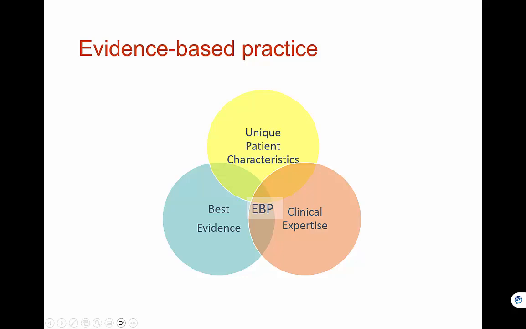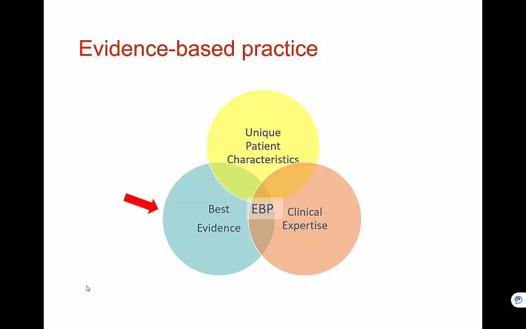So evidence-based practice has three equal parts. There is the clinical expertise, which is your knowledge, skills, and expertise. The unique patient characteristics, which is the unique preferences and concerns of your patient. And the last part is the best evidence, which is the valid and clinically relevant research. You will see that all three parts are equal to create the evidence-based practice here in the middle.